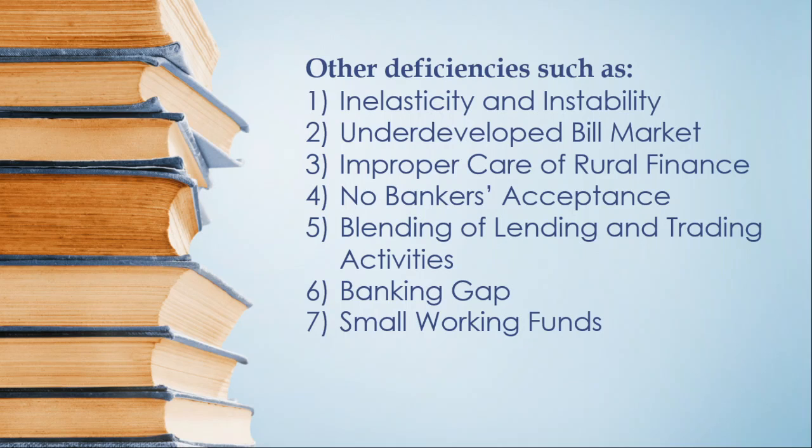And small working funds. Some banks have very small working funds left with them after reducing the SLR and CRR. See, all banks are required to keep some SLR and CRR, a portion of their funds, to meet some unexpected situations in the operations. Okay, so after keeping aside this SLR and CRR, banks are left with very few funds, and due to this they are not ready to invest their surplus funds in the money market. So these are some deficiencies lying around the money market.